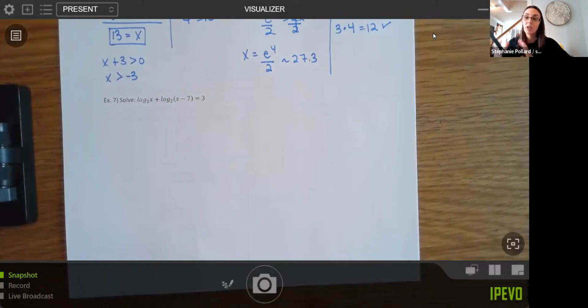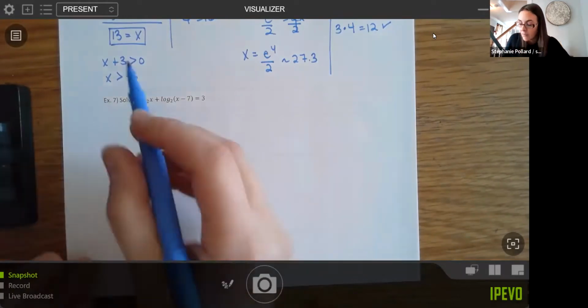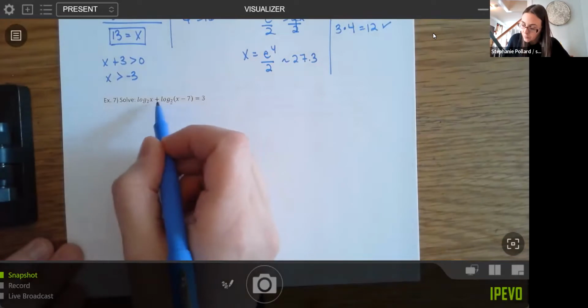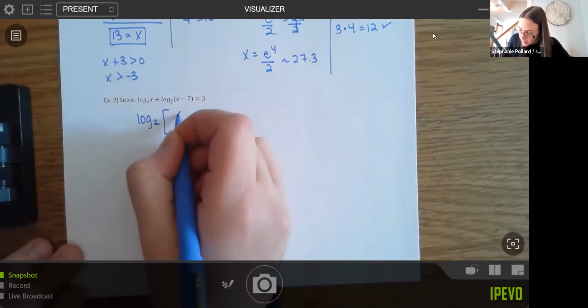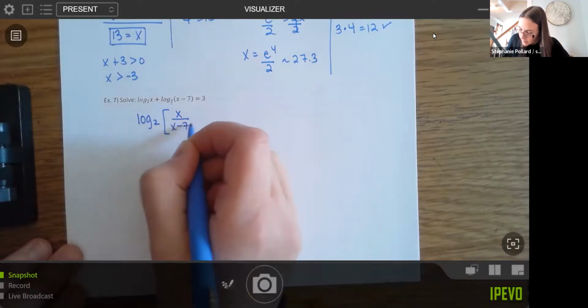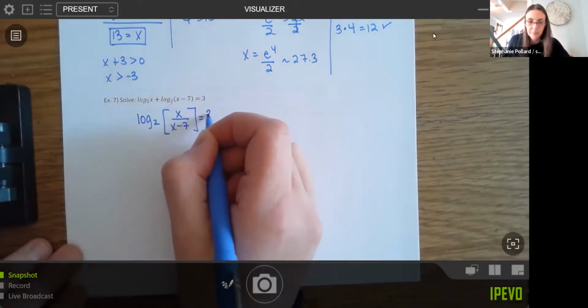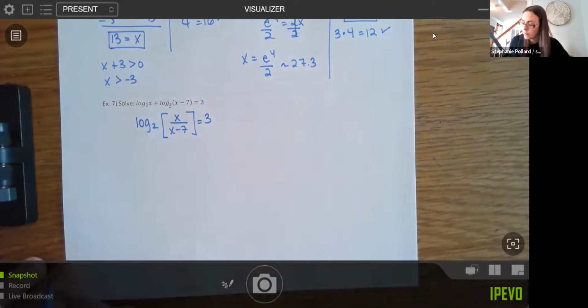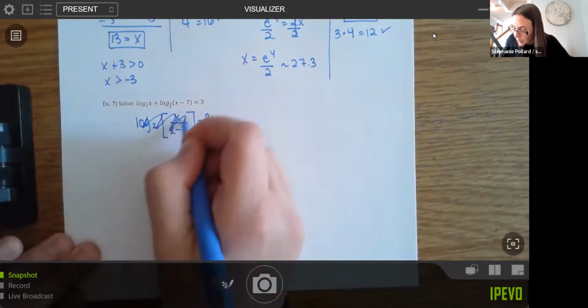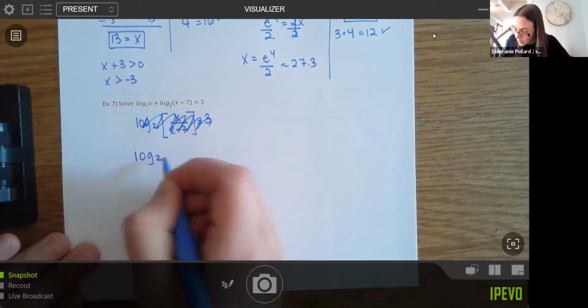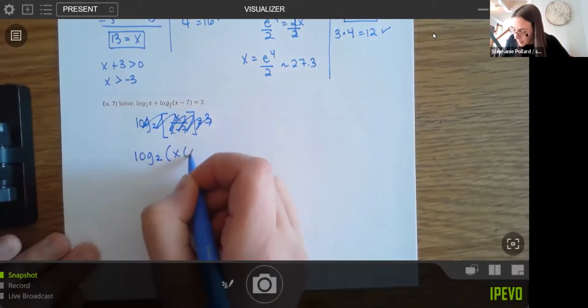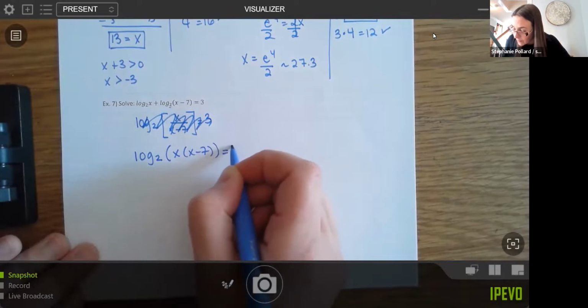So I'm going to put this actually back together first. And I do have the same base, so I can do that. So I'm going to write this as log base 2 of x over x minus 7 equals 3. Oh my goodness, what am I doing here? That's for subtraction. Say, Professor Pollard, you're doing it wrong. Log base 2 of x times x minus 7 equals 3.